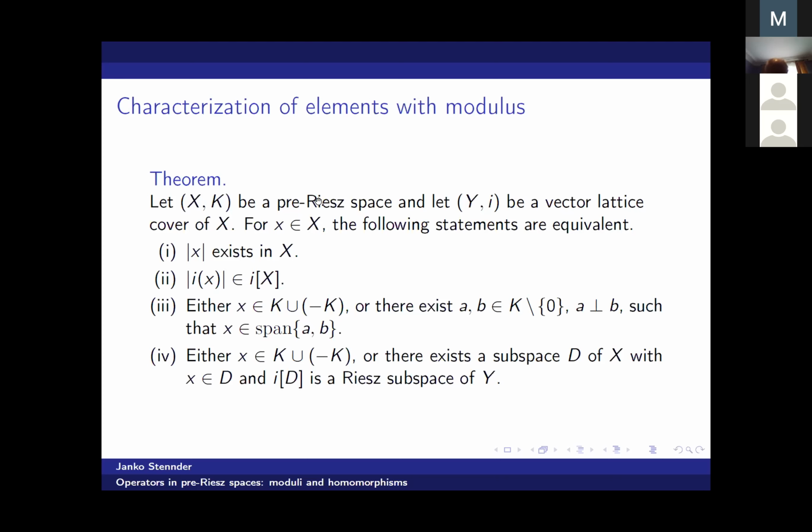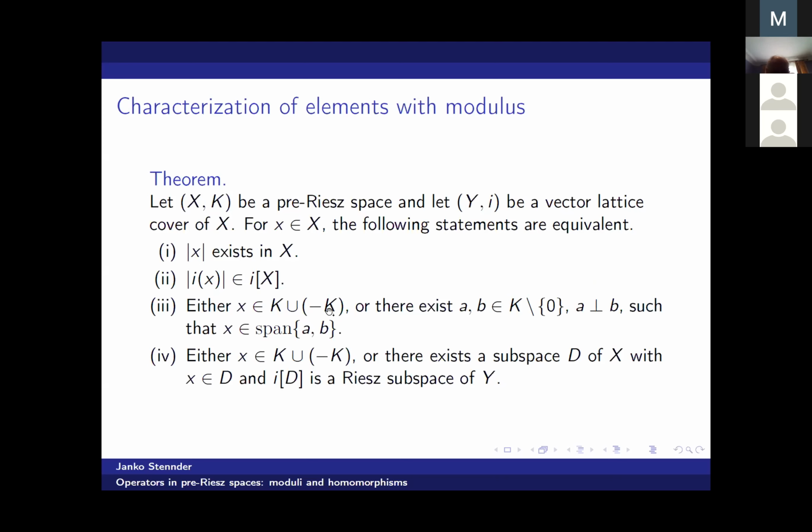So pre-Riesz spaces can be as bad as possible when it comes to the existence of the modulus, in that only the elements in the cone and minus the cone actually have a modulus. But with our characterization, we actually found every element which then has a modulus. So if I take some pre-Riesz space X with a cone K and let Y be some vector lattice cover of X, then we get the following equivalent statements. The modulus exists in X if and only if the modulus of ix exists in the image of X.